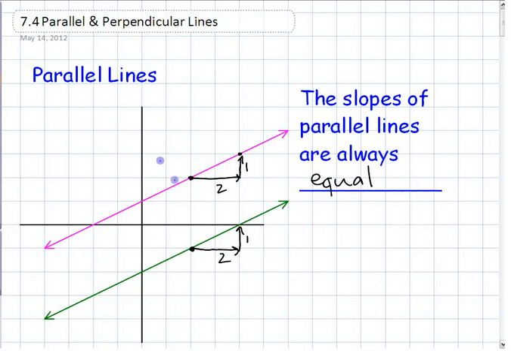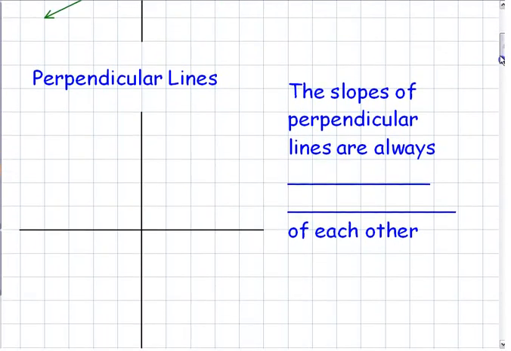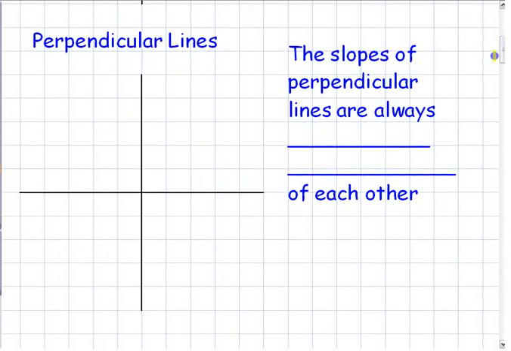Slopes are equal, right? Parallel lines, slopes are equal. That's what you have to know. Parallel lines, slopes are always equal to each other. Seems pretty obvious, right? Perpendicular lines, it's not so obvious.